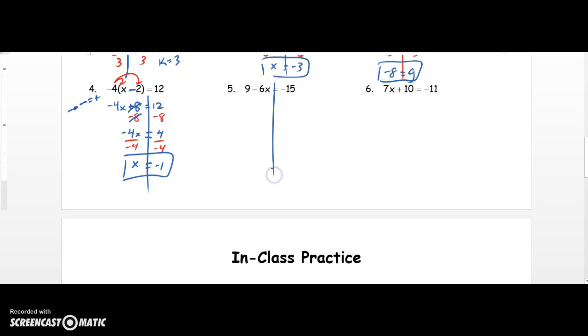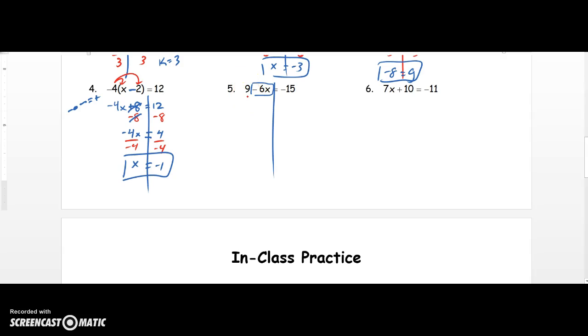Number 5, do we have to distribute? No. There's no parentheses, there's no numbers attached to parentheses, so we don't have to do that anymore. So now we just go ahead and start solving for x. Now careful with this one. This one is always tricky. Leave your negative 6x for your last step. So what number are we left with? We're left with a 9.